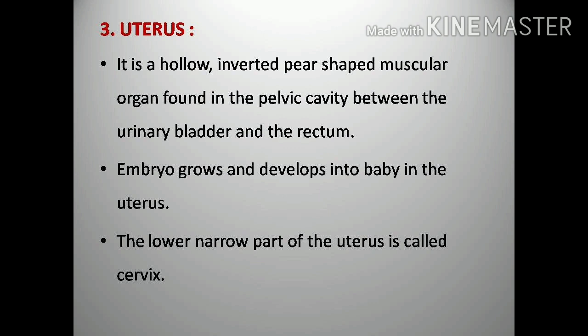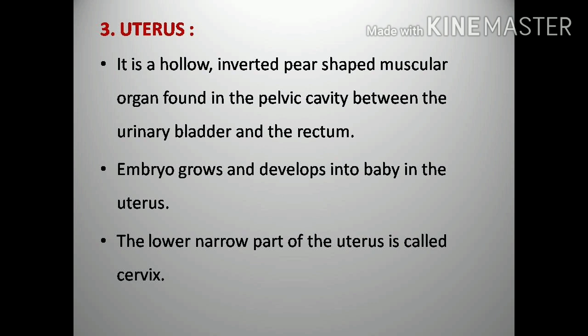And what is the main function of this uterus? The uterus's main function is that the baby develops in the uterus region. After fertilization, an embryo will form. That embryo grows in the uterus region and then gives rise to a baby. So growth of the embryo takes place in the uterus region.